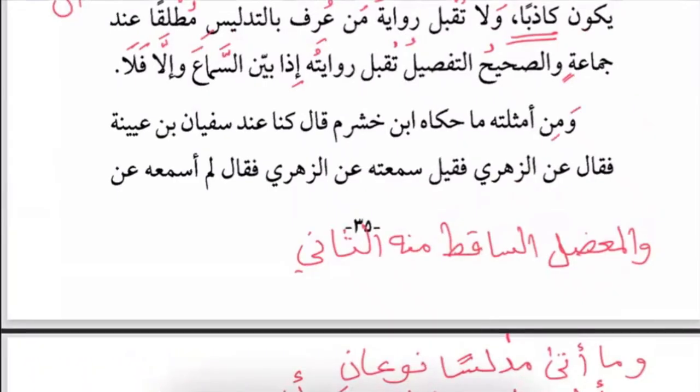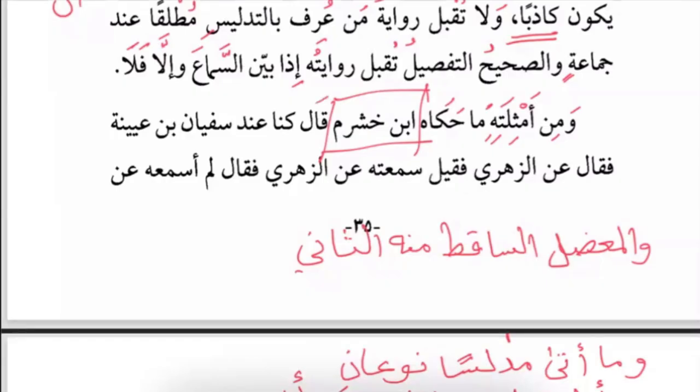ومن أمثلته, amongst its examples, is ما حكاه. I don't have the double for this name here. Is his name Khashram? I don't know. I don't have the double for his name. The hadith scholars have the double for his name, though. They know thousands upon thousands of names.